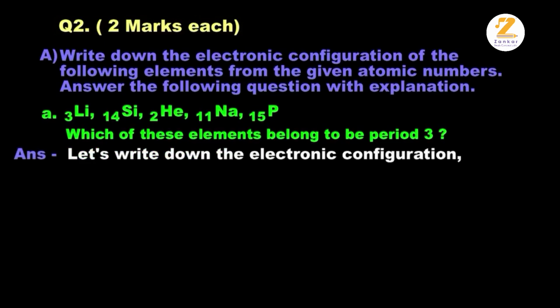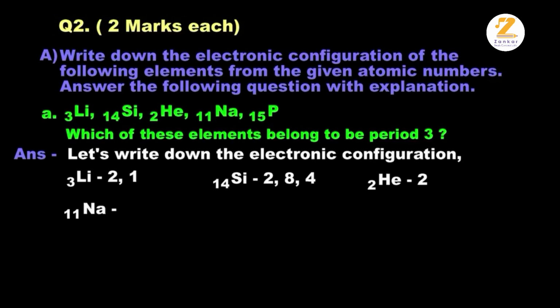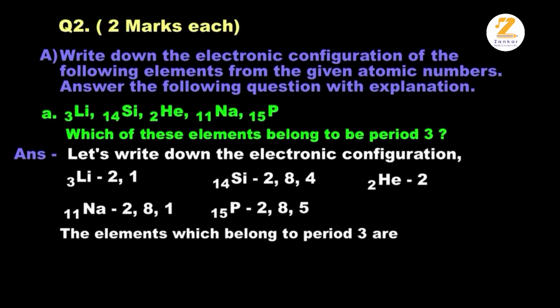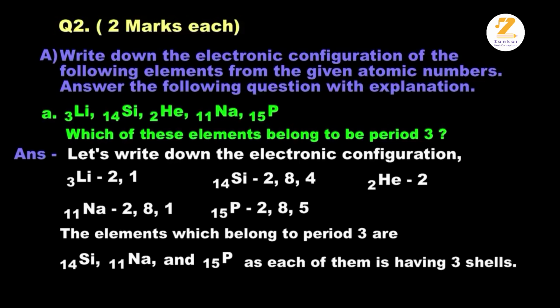Let's write down the electronic configuration. Lithium 2, 1. Silicon 2, 8, 4. Helium 2. Sodium 2, 8, 1. Phosphorus 2, 8, 5. The elements which belong to period 3 are silicon, sodium and phosphorus, as each of them is having 3 shells.